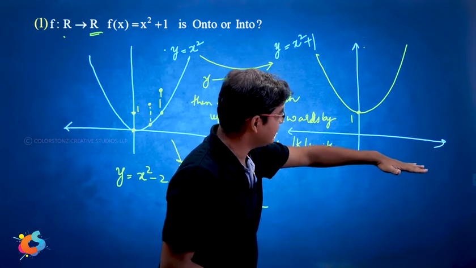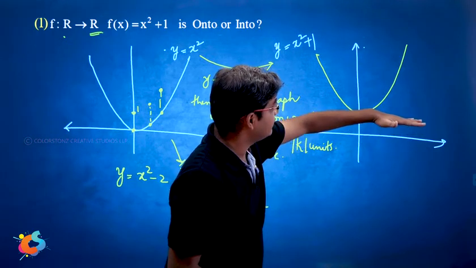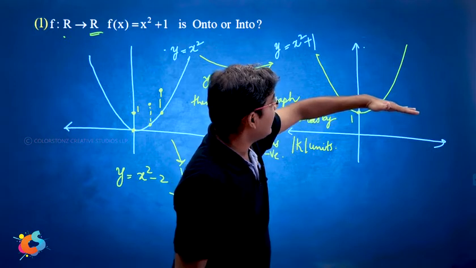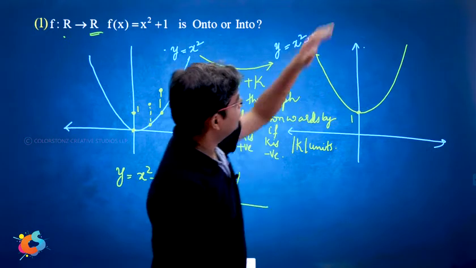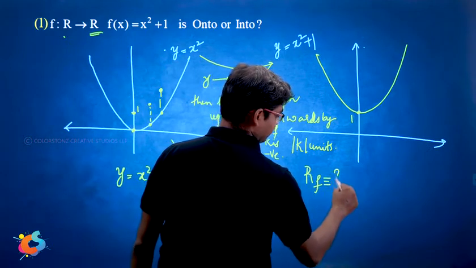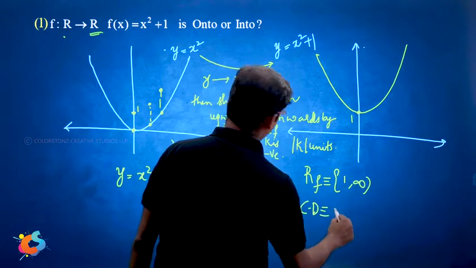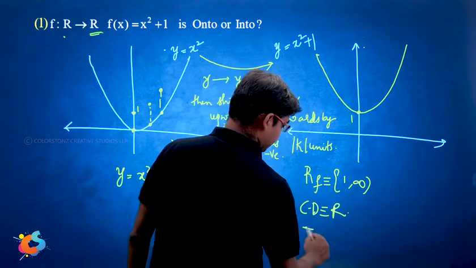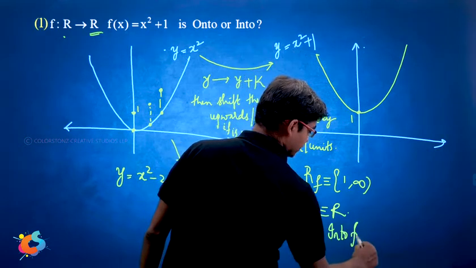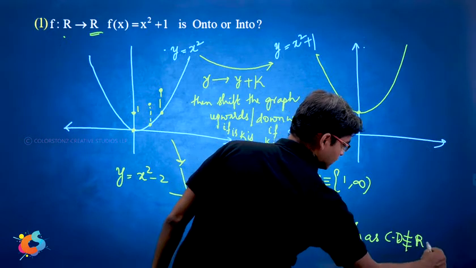This y value is never taken. The first y value that will be taken is 1. And after that, so on till infinity. So the range of the function will be from 1 to infinity. What is our codomain? All real numbers. Implies this is an into function, as codomain is not equal to range.